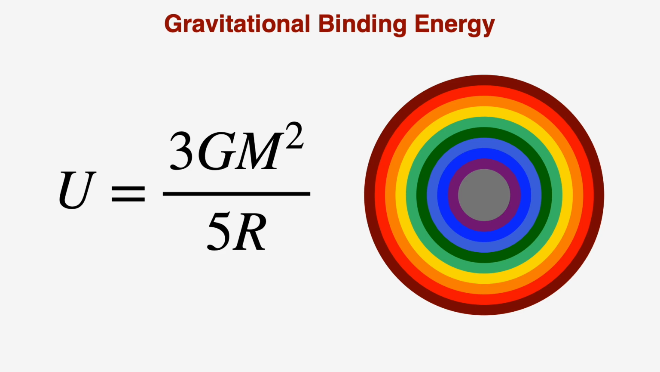It depends on the universal gravitational constant, G, the mass of the planet, M, and the radius of the planet, R. Note that technically this is the minimum energy required since you'll likely need to add additional energy to break the bonds between solid objects.